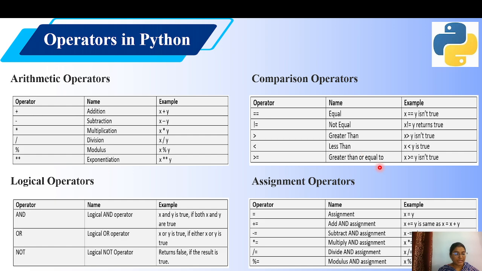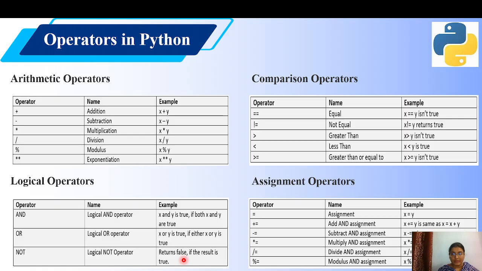Then we have logical operators, which combine conditional statements and return Boolean results. The logical and operator returns true if both x and y are true, as you know from the truth tables. We have the logical or operator: if either x or y is true, it returns true. Then we have the logical not operator: if the result is true, it returns false.